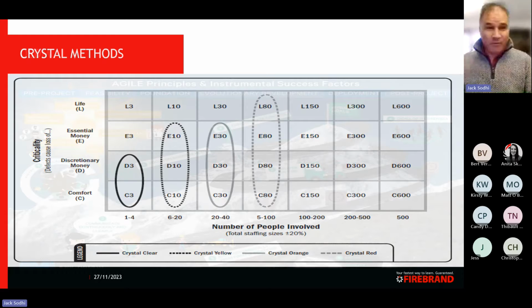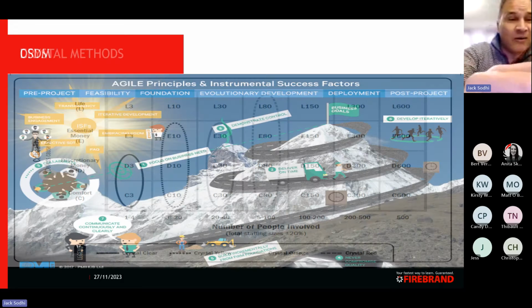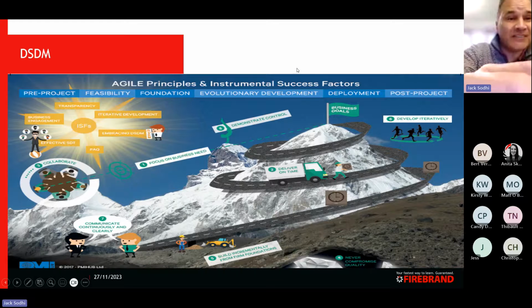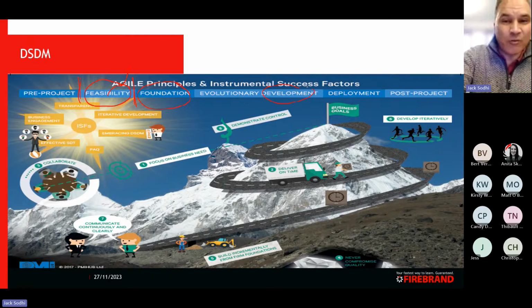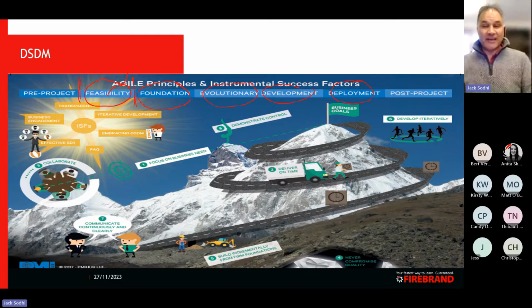And then the DSDM model, and we saw earlier on the life cycle and the feasibility in the DSDM model would be there. And that's feasibility, which would be like the concept. So that'd be concept. The foundation would be like the definition. And then instead of development, they've got the word evolutionary development. And evolution means we're evolving over time. And then deployment is the handover. And then the post-project is the actual benefits.